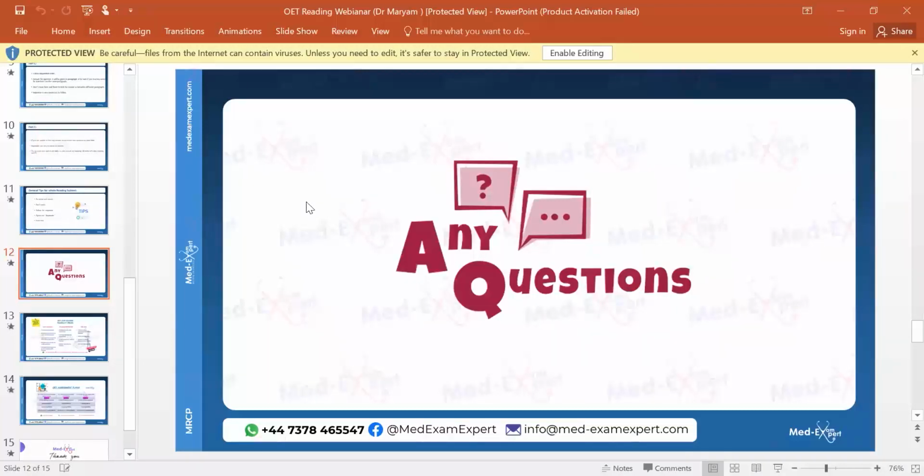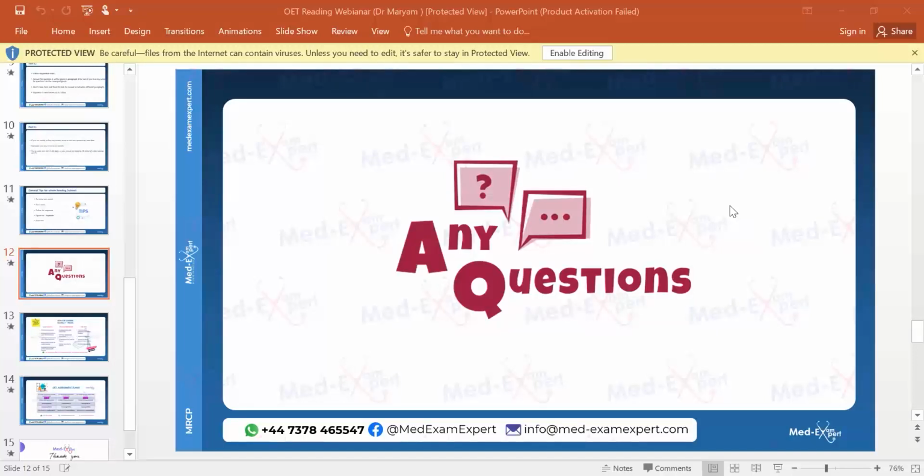Okay, students, please keep asking questions. Hello, excuse me, I have one question. Yes, sure. What is the method for attempting part A? Should we read all the paragraphs, or what should be our method for initially attempting?